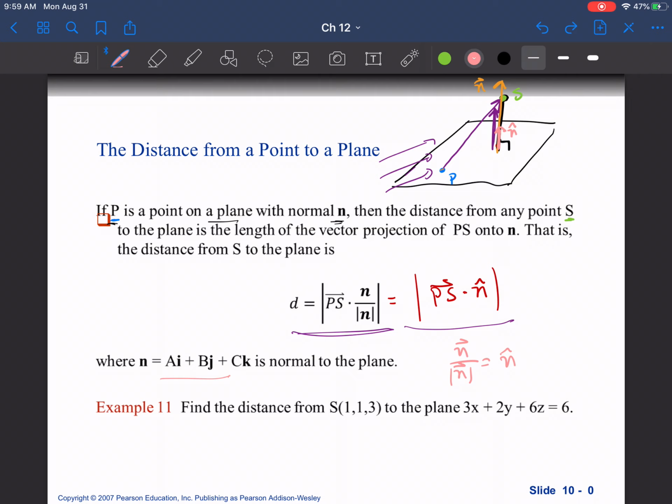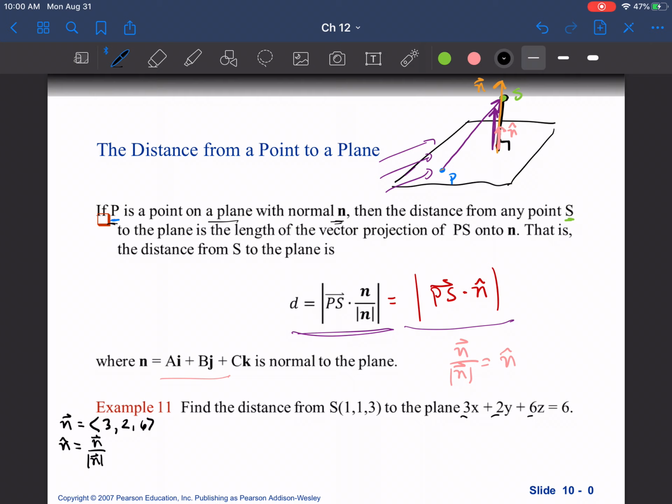So here it says find the distance from S(1,1,3) to the plane 3x + 2y + 6z = 6. We can pick out a normal vector quite simply by picking out the numbers in front. The normal vector is <3, 2, 6>, written in component form. You can convert that to a unit vector by dividing by its magnitude.